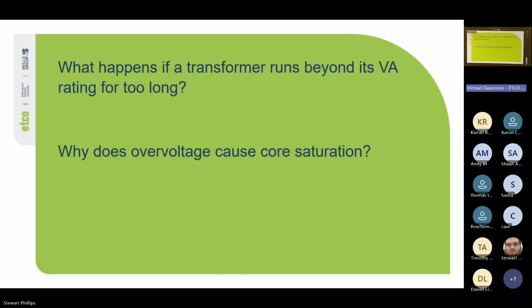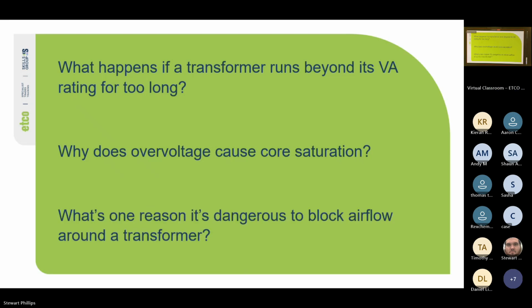Yeah. The magnetic flux is proportional to the amount of voltage we put in. So we put in too much voltage, we create too much magnetic flux, which overheats the iron core. Cool. So what's one reason it's dangerous to block airflow around the transformer?